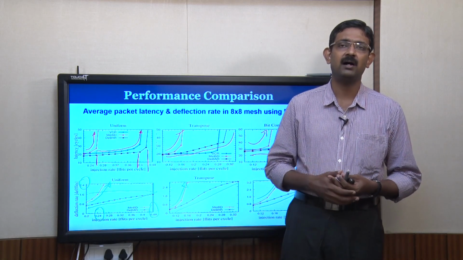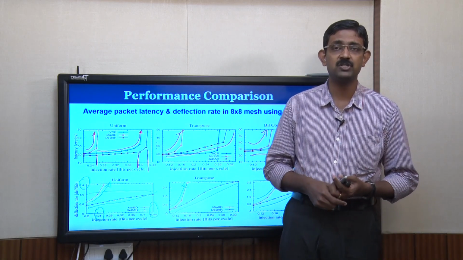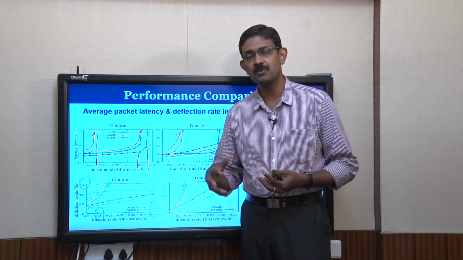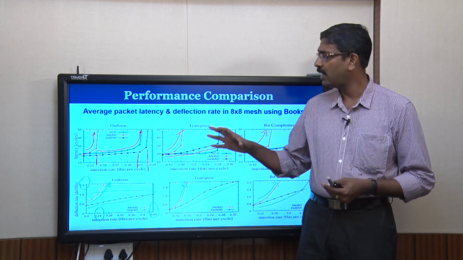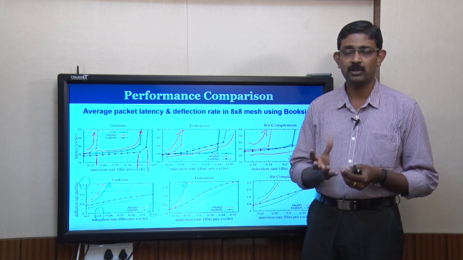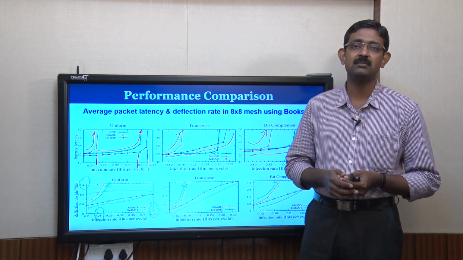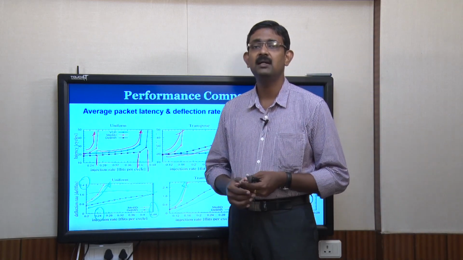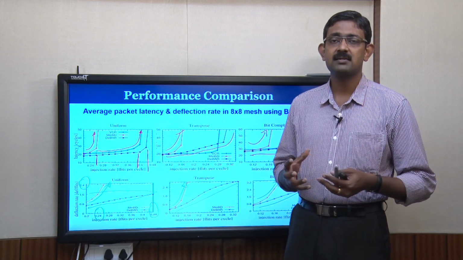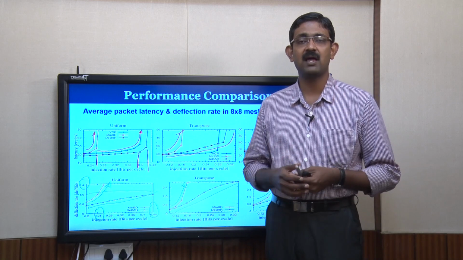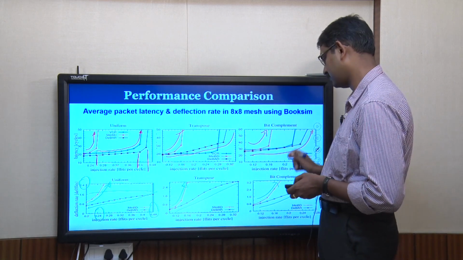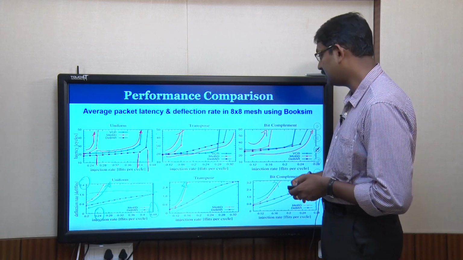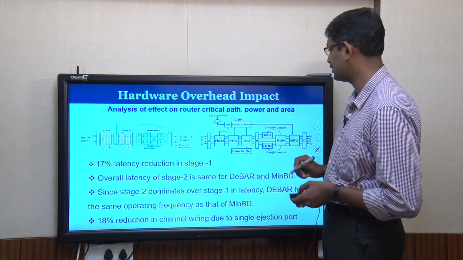And some of the microarchitectural features proposed by MinBD were revisited by the authors of the D-bar paper, and they were trying to put up a different kind of priority mechanism, trying to get rid of the dual ejection ports and the dual injection unit, where fairness is given to both packets in the side buffer as well as in the core buffer. So, that is going to be the performance analysis.